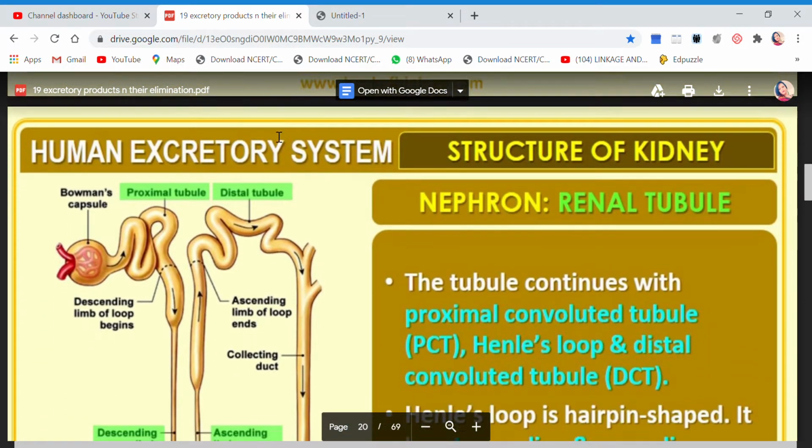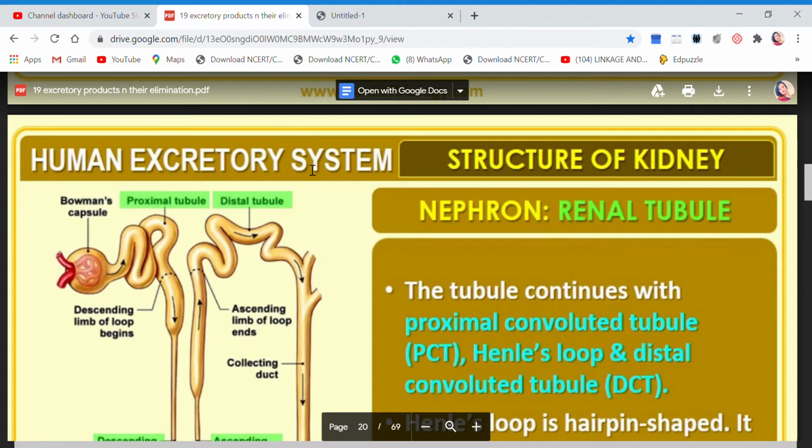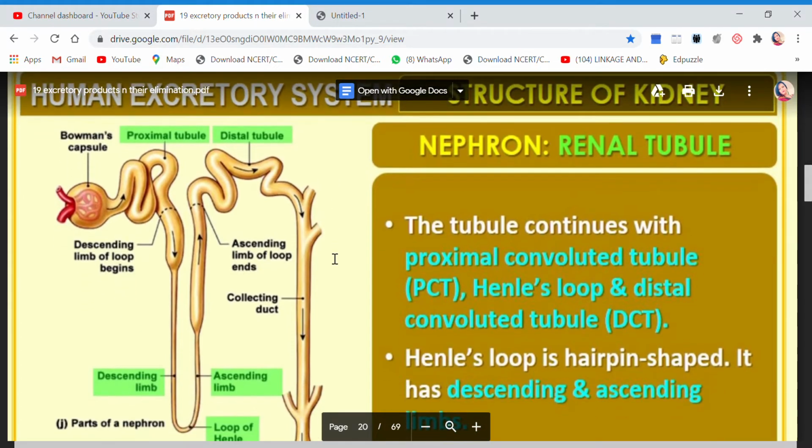Okay, let's move on further. Now we have discussed the Malpighian body. We are now discussing the renal tubule. So this whole is the renal tubule. Now we will be discussing the renal tubule here. So children, the tubule continues. Now you see the tubule starts from Bowman's capsule. It is in continuation with Bowman's capsule, and this tubule continues with proximal convoluted tubule.